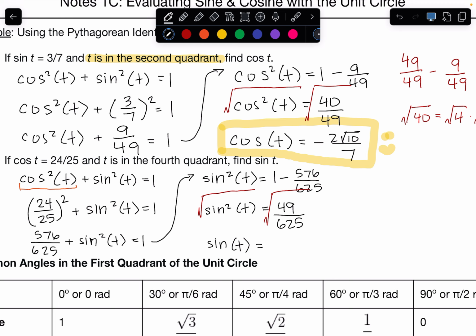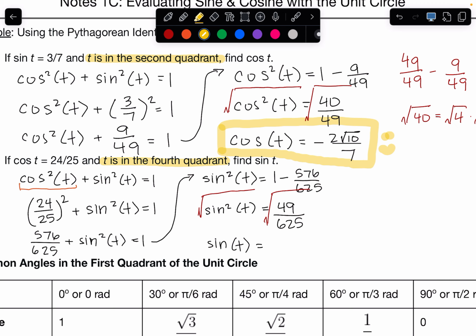and I know that square root is going to give me the correct fraction. I need to worry about the sign. So I'm going to go back to that word problem. T is in the fourth quadrant. Sine is the y coordinate in that unit circle. In quadrant 4, is the y-coordinate positive or negative?